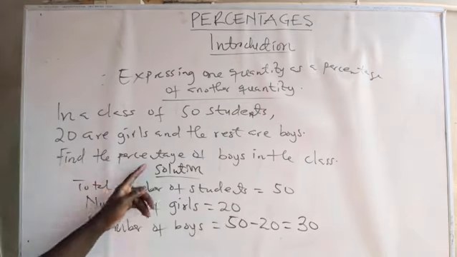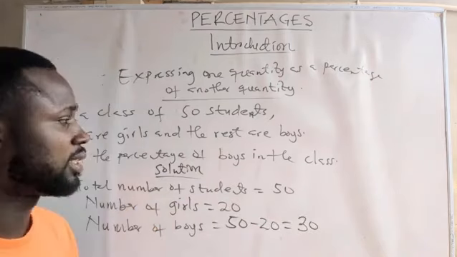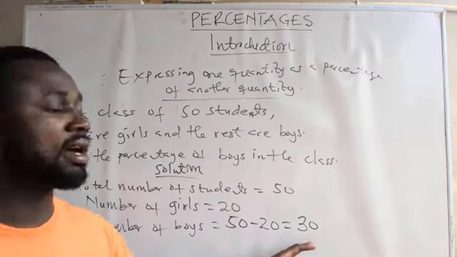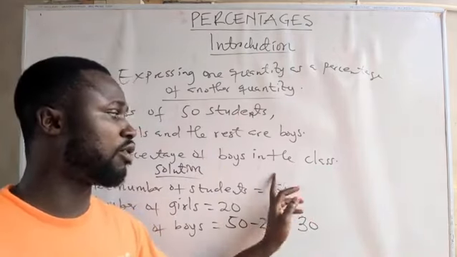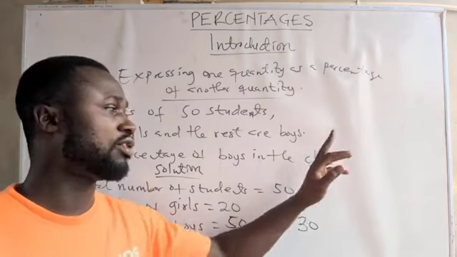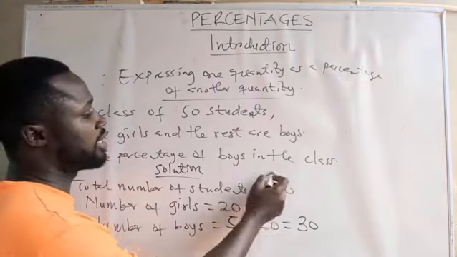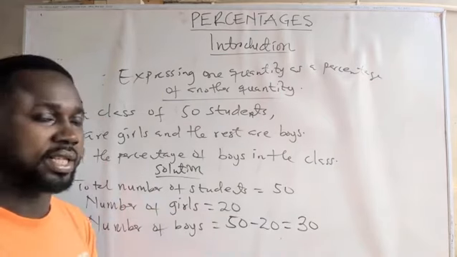And you are supposed to find the percentage of boys in the class. So to find the percentage of boys in the class, we take the number of boys, we divide by the total number of students in the class, and we multiply by 100, because the total number of students in the class is 100%.